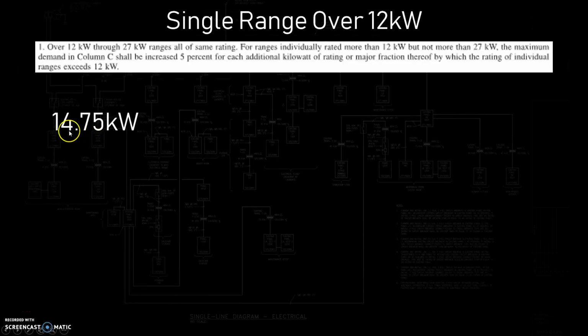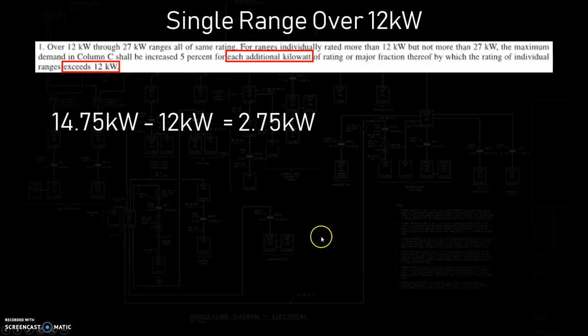And this one in our example, let's say is 14.75 kilowatts, right? So our first problem is they want to know how far over 12 kilowatts did we go. So for each additional kilowatt exceeding 12 kilowatts, how far over 12 did we go? Well, we can do that by subtracting 12, we come out to 2.75.